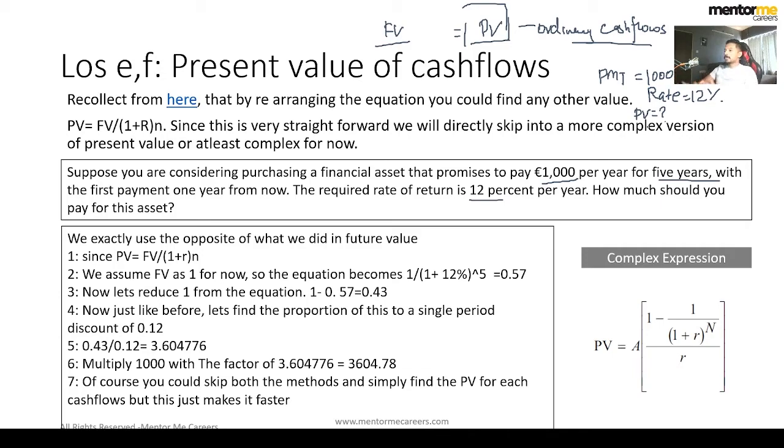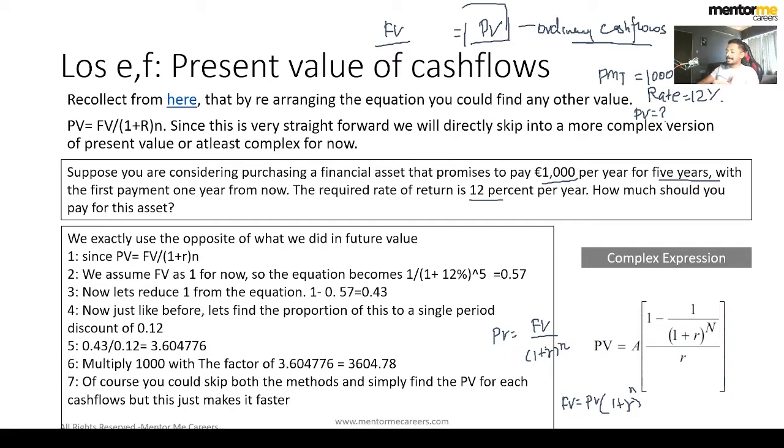answer. However, if you do not want to use the calculator, let's go back to the original calculation, which, if you remember, is that the future value is equal to present value into 1 plus R raised to n. Now, all I'm going to do is just rearrange, because we're going into the present value scenario. So rearrange and write future value divided by 1 plus R raised to n, right?